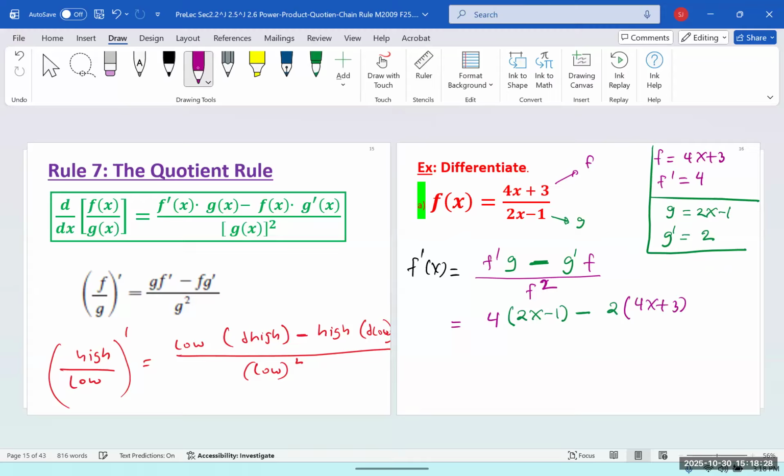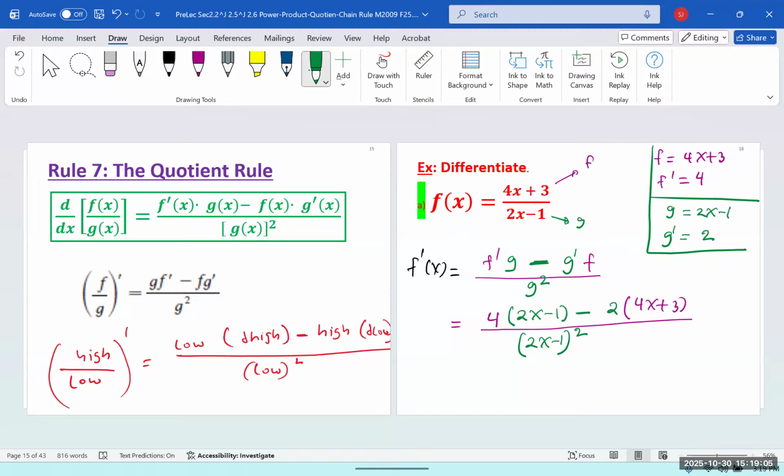4x plus 3 whole thing divided by 2x minus 1 in the second power. Oh, g, sorry, I did it. It's g square, so my color should be green. G square. So this is the derivative. Derivative is done.